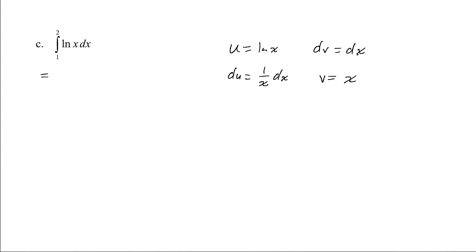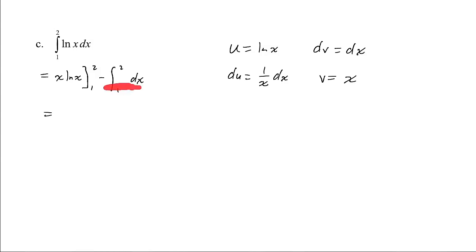So this would be uv, so x ln of x, and that is evaluated from 1 to 2, minus the integral of v du. So I'm multiplying these two things. If I'm multiplying these two things, notice the x times the 1 over x will make 1. So minus the integral from 1 to 2 of 1 over x times x, which is just 1 dx.